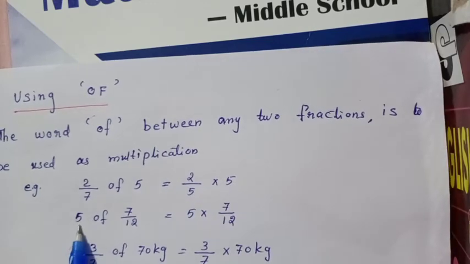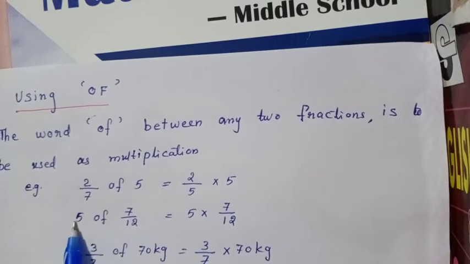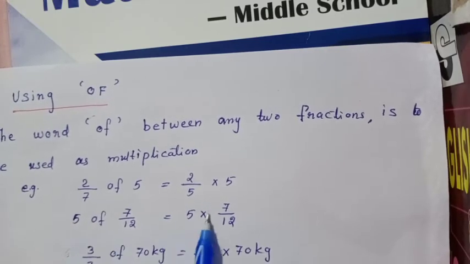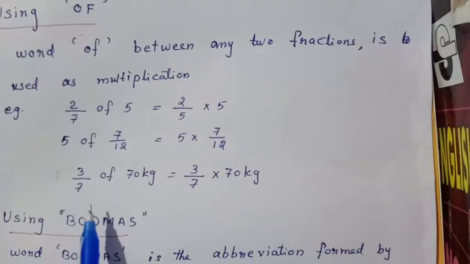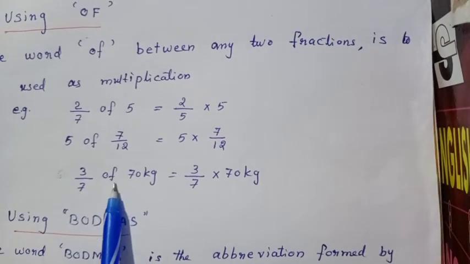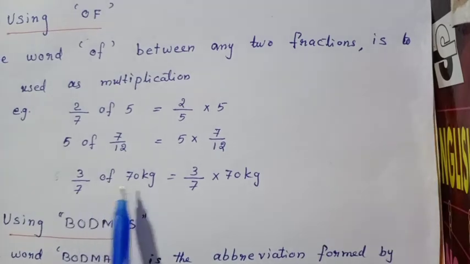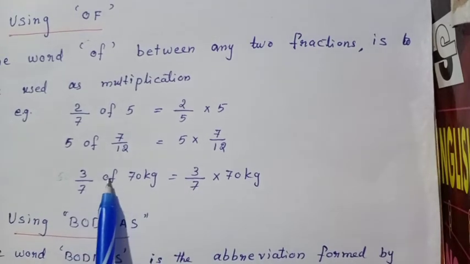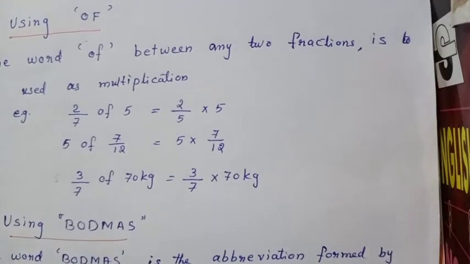Another example, 5 of 7 by 12. Between these two numbers is "of", so instead of "of" we will put into here. Next, 3 by 7 of 70 kg. Then we will write 3 by 7, and instead of "of" we will put into.